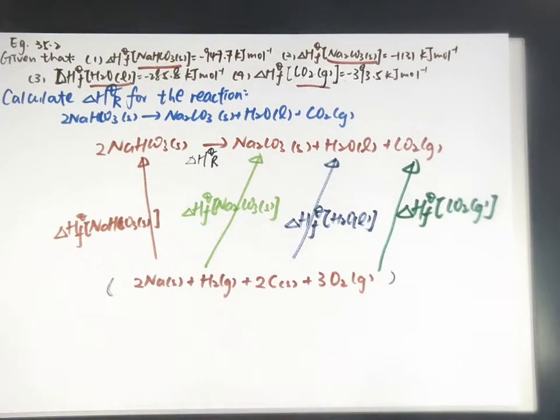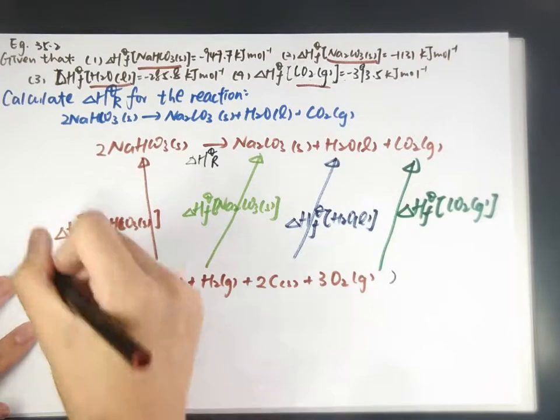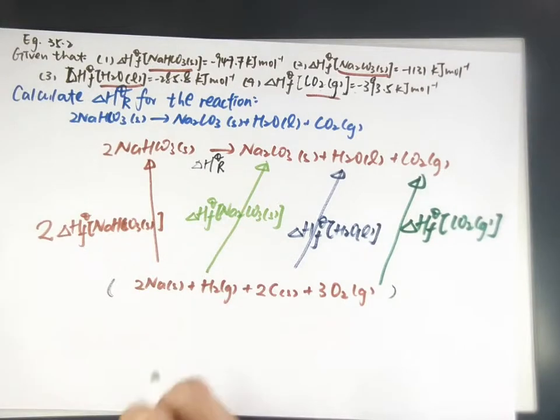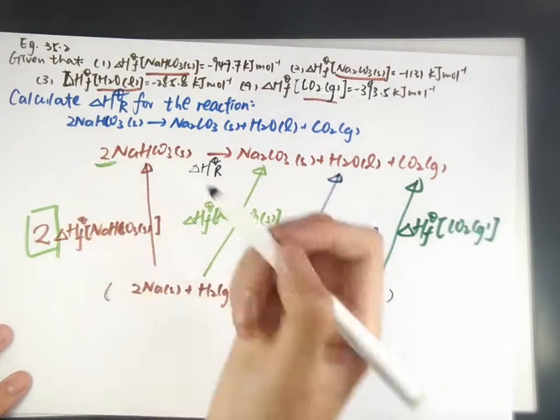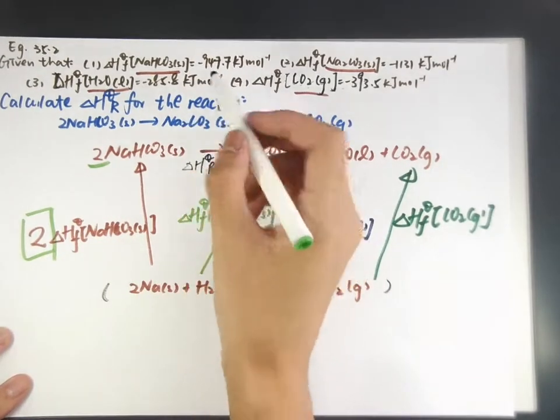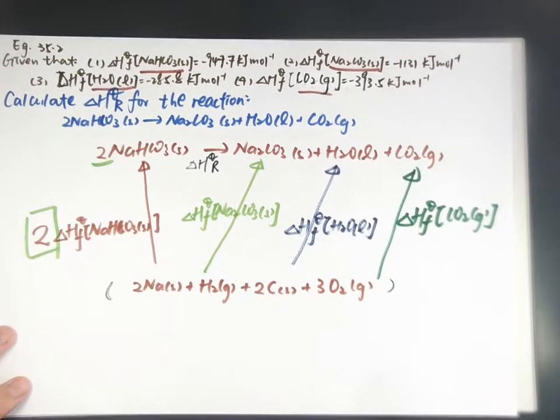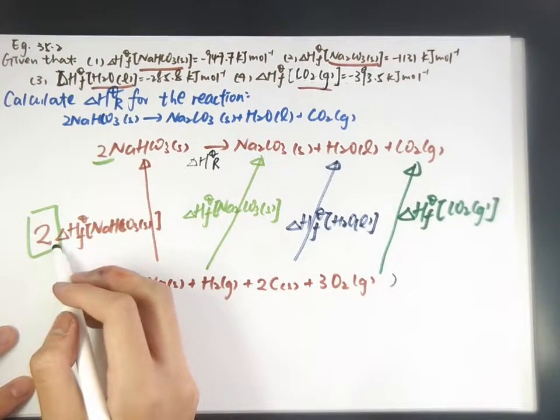Okay, wait a minute. Have you spotted any mistakes? If not, I think you should read the question more carefully. Yes, here, a 2 is missing. Why? Because this is 2, but the delta HF is for 1 mole of substance formed from its constituent elements. So if this is 2, we need to multiply it by 2. Remember.